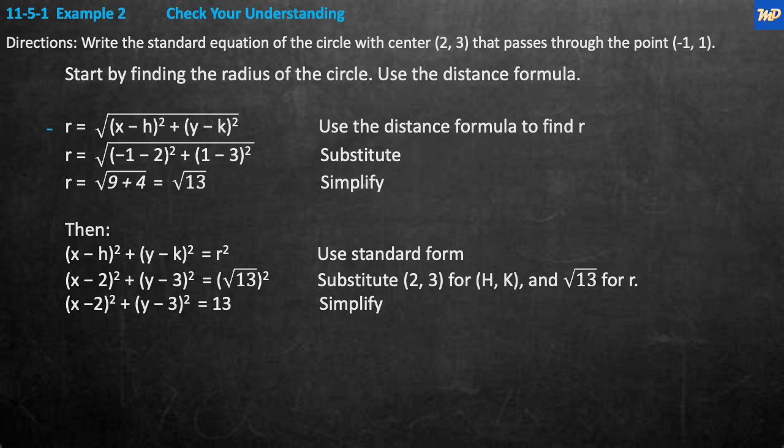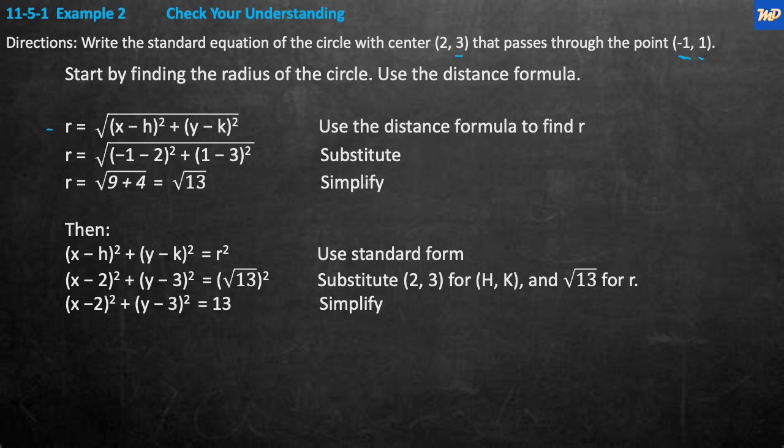Okay, so now we're going to fill it in. The x value is the -1 over here, and the y value is -2 because the center's x is 2. So we just subtract that value, and then we square it. And then we have 1 minus 3. The 1 comes from the y value on the circle, and the 3 comes from the y value for the center, and that's squared. Once we do the simplification, we get the square root of 9 plus 4, which is the square root of 13. That's our answer for the radius.